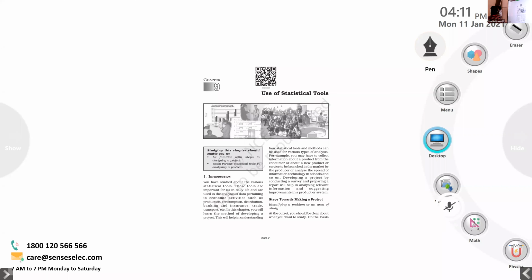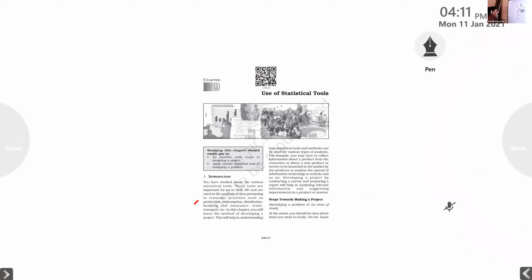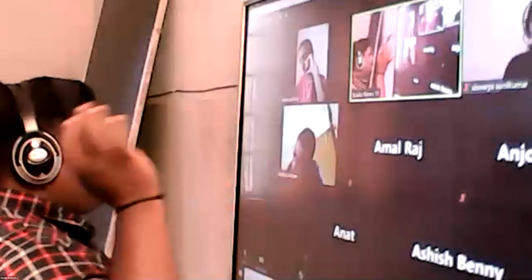Introduction: you have studied about the various statistical tools. These tools are important for us in daily life and are used in the analysis of data pertaining to economic activities such as production, consumption, distribution, banking and insurance, trade, transport, etc. Okay, in all these aspects we want to use these statistical tools, we want to analyze it because we want to do a business that gives us profit.